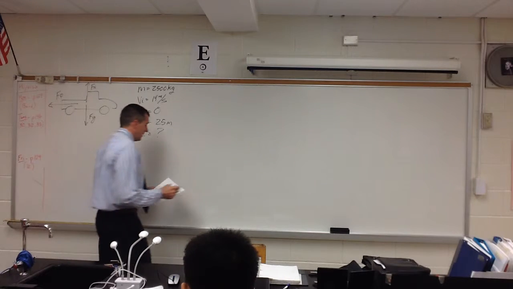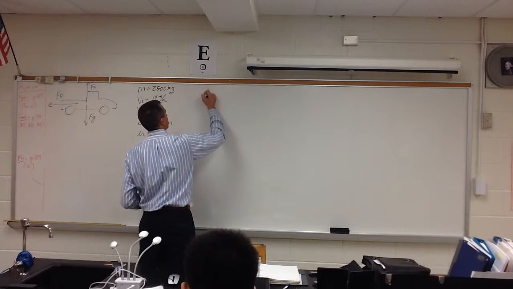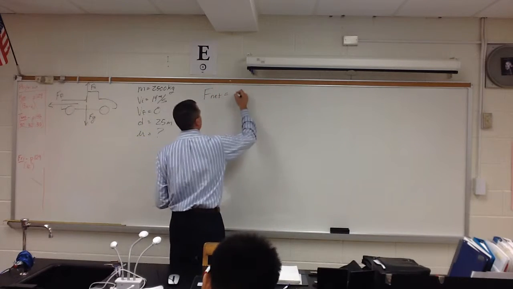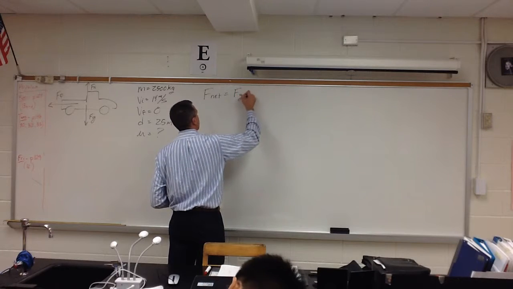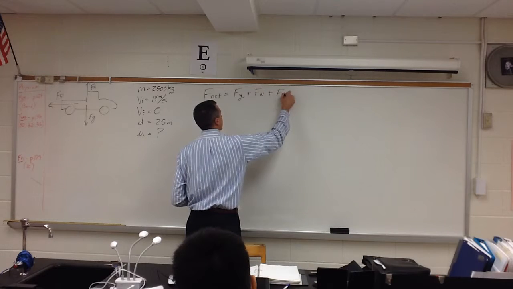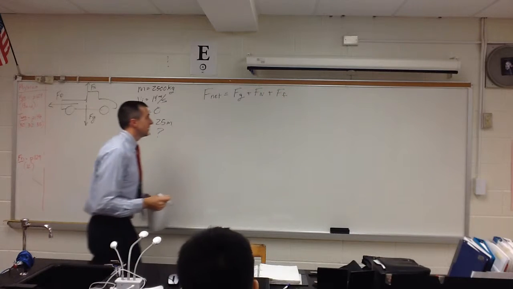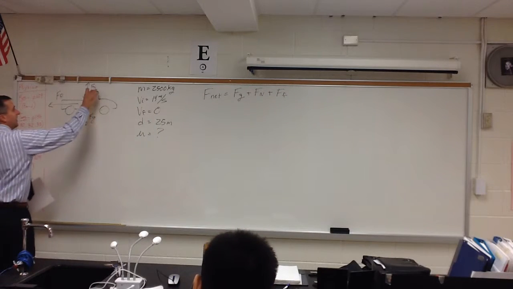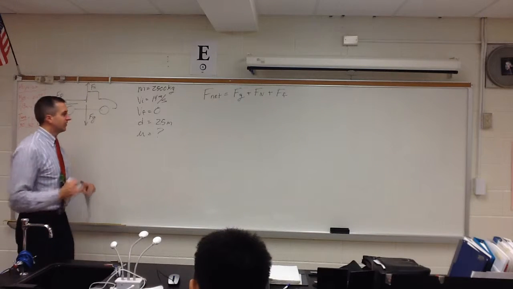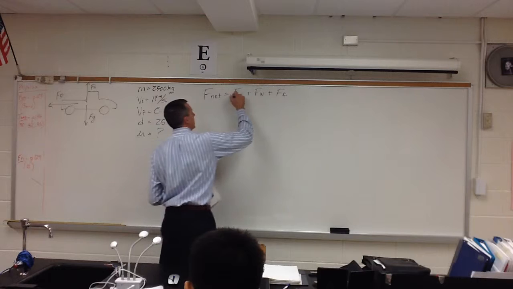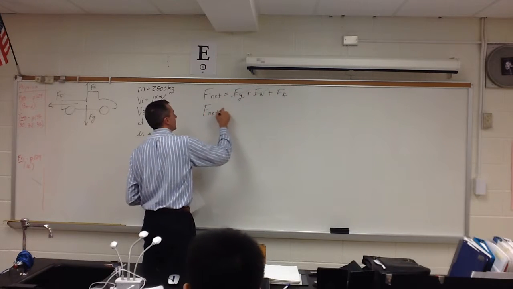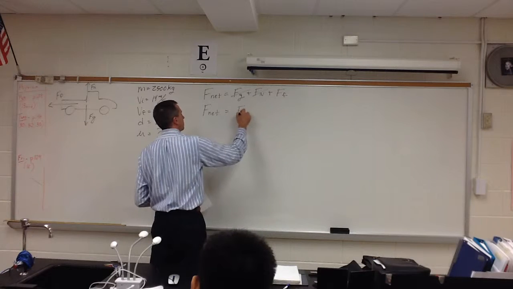I say to myself, okay, I got to set up a net force equation. So I say the Fnet is equal to all the forces on my diagram. So Fg and Fn and Ff. Now what's really important here is that the Fn and the Fg actually cancel each other out because they're equal and opposite. So I can immediately just get rid of them. So my net force in this situation is equal to my force of friction.